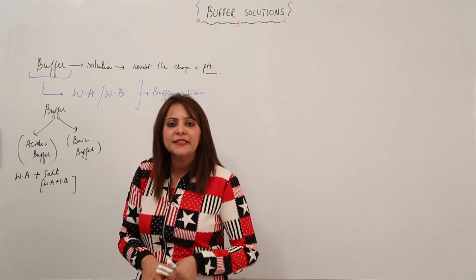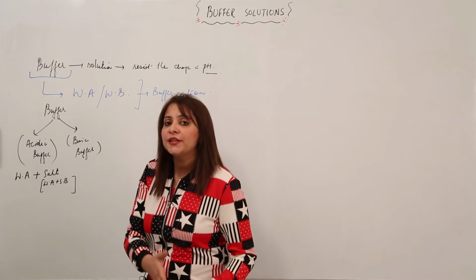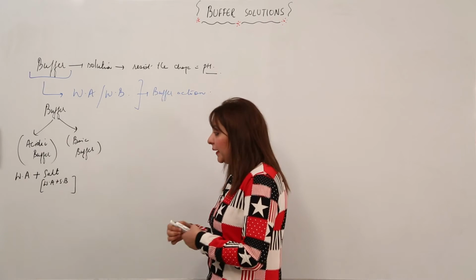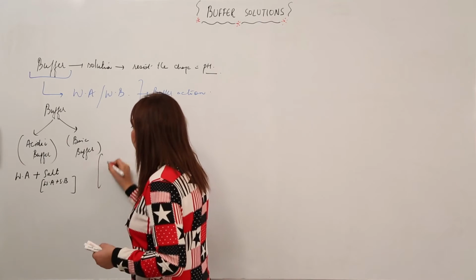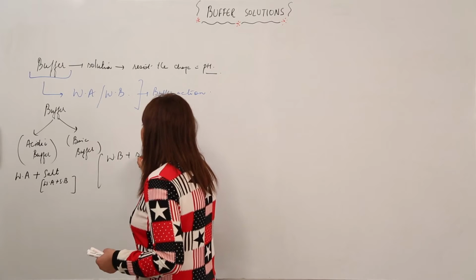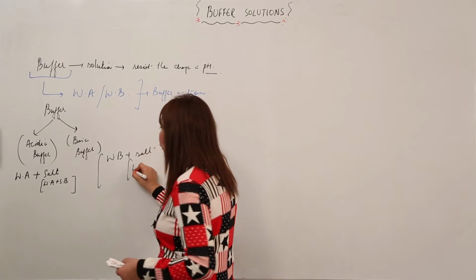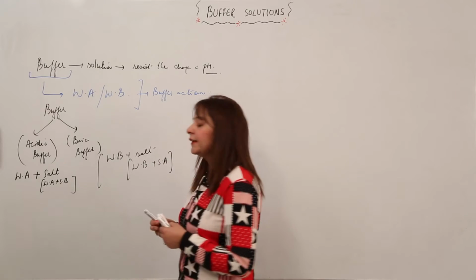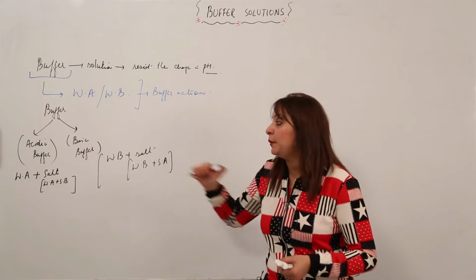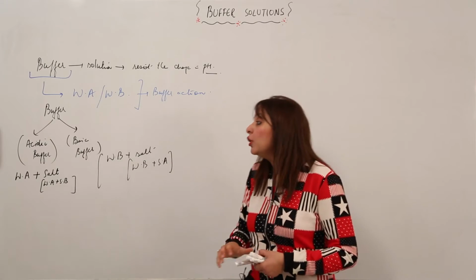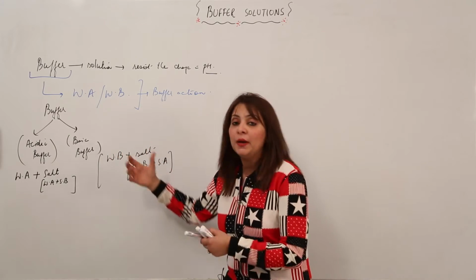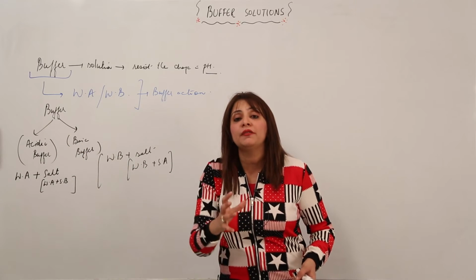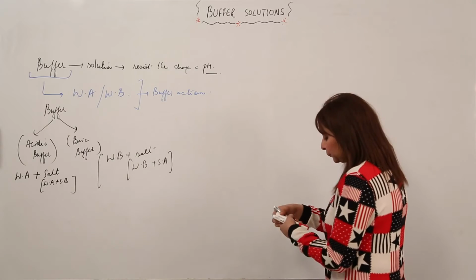I'll be explaining with an example further, but for this moment I just want you to know what they contain. And when we talk about the basic buffer, it contains the weak base plus the salt, which is formed of again the same weak base plus strong acid. Now I'll explain how they actually work. I'm taking them one by one, starting with the acidic buffer first to explain how the buffer action is performed.